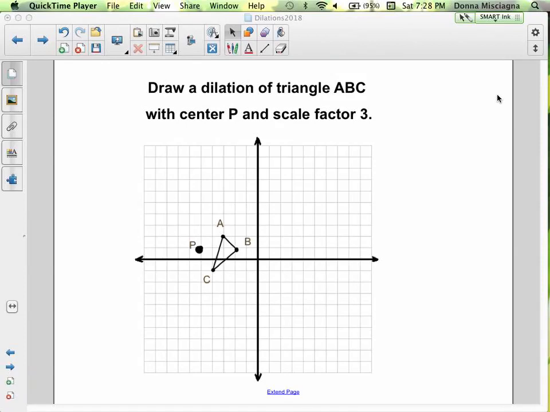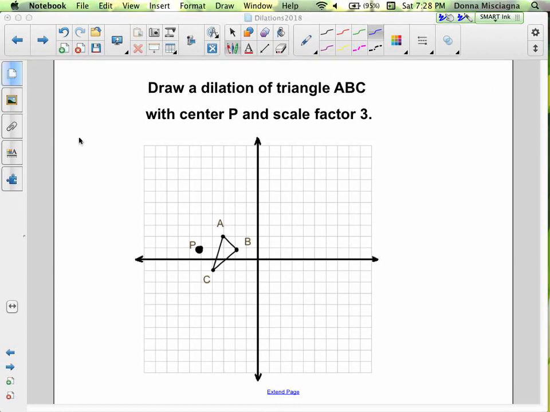Welcome. So now we're going to be graphing on the coordinate plane from a point that's not the origin. This one's not in your notes, but the next one is. We're going to draw the dilation of triangle ABC with center P and scale factor 3. We're going to use what we've learned, but we have to adjust it. We can't just multiply our coordinates by our scale factor because those are distances from the origin, not point P, and point P is not the origin.